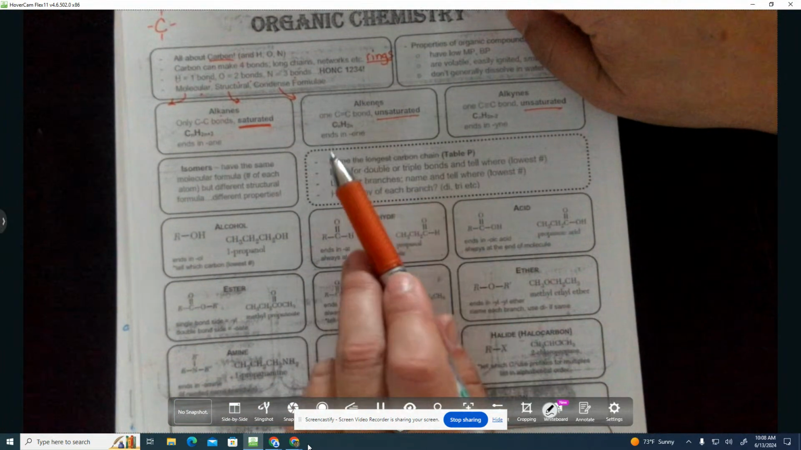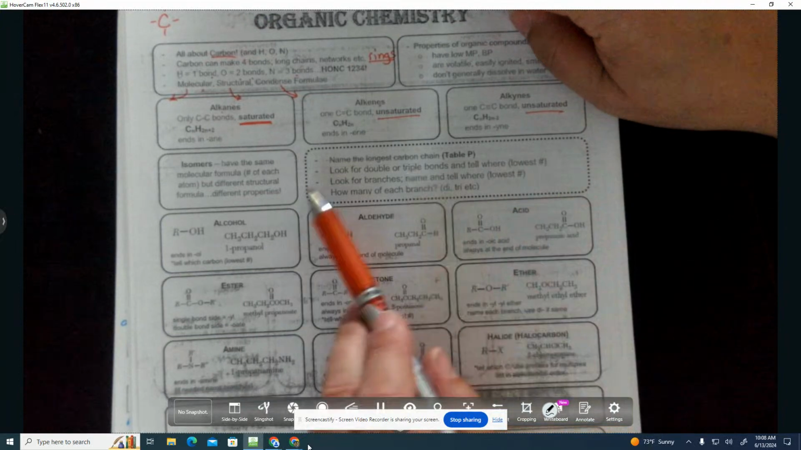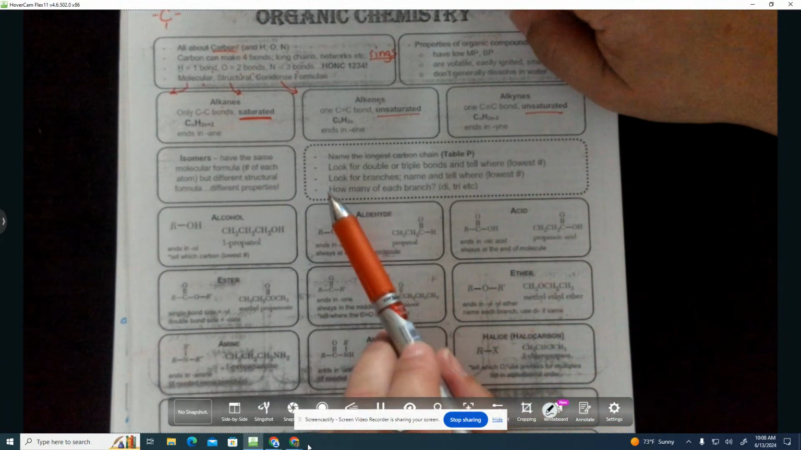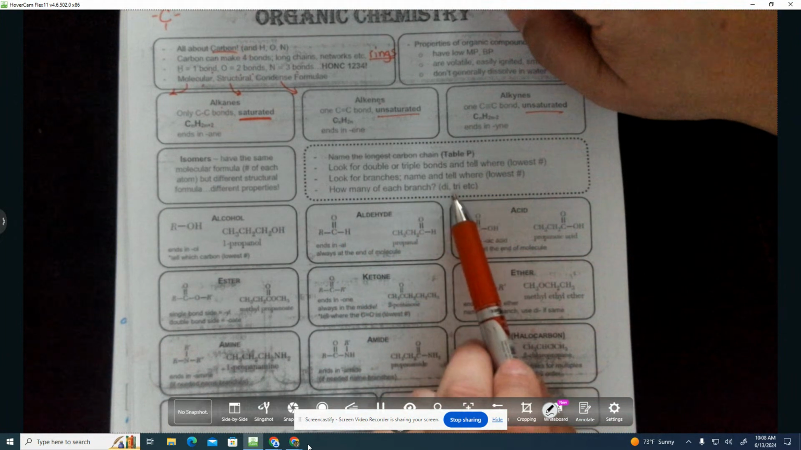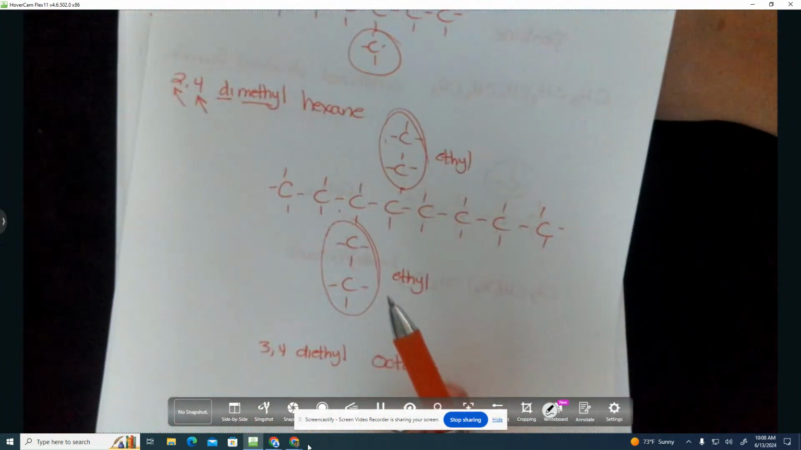Naming these: longest continuous carbon chain. If there's a double or triple bond, that has to be where it is in the parent, and that has to be at the lowest possible number. Look for branches and name them, either methyl, ethyl, propyl, whatever, and how many of each branch: di, tri, tetra, and so on and so forth. That's what we were just doing here.